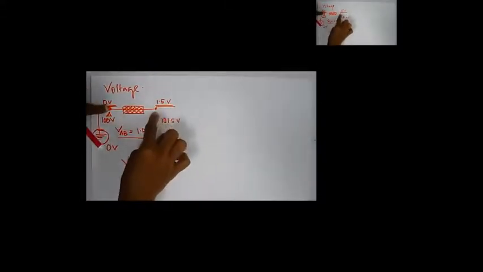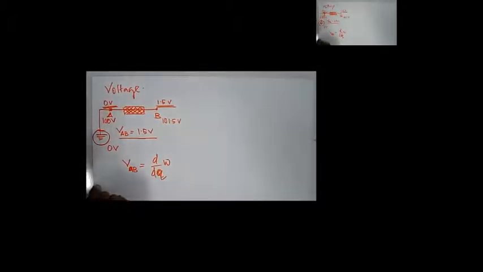From the definition, voltage is the work done to move a unit charge from one point to another. So I can write VAB equal to dW by dq, the total work done divided by the charge. By definition, the voltage difference between these 2 points is the work done moving a unit charge from this point to this point, given by dW by dq.